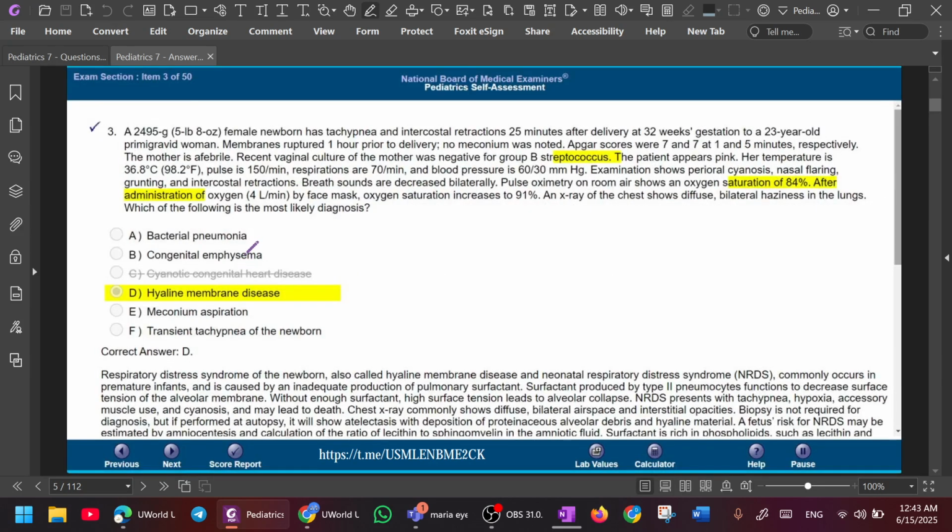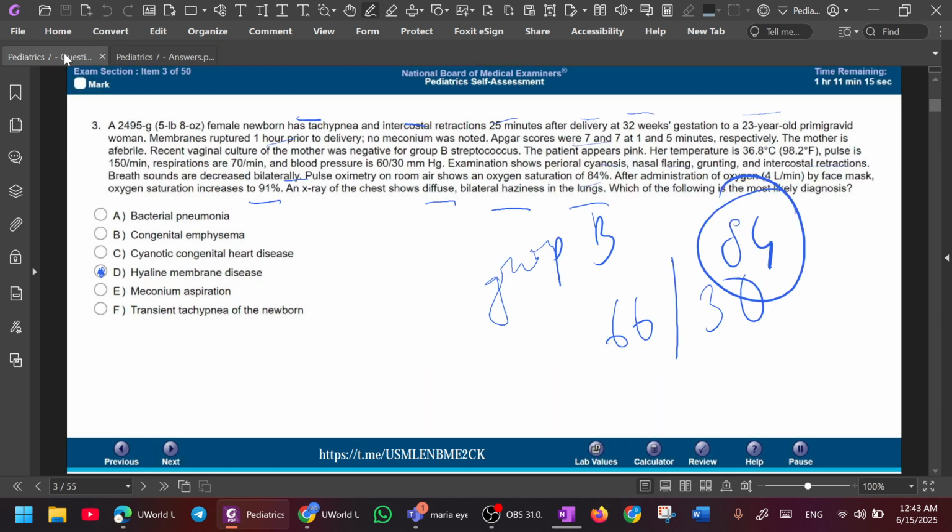Okay, next. What are the clues in this question? The prematurity, the cyanosis, and I guess the chest diffuse bilateral haziness. Cyanosis, hypoxia.